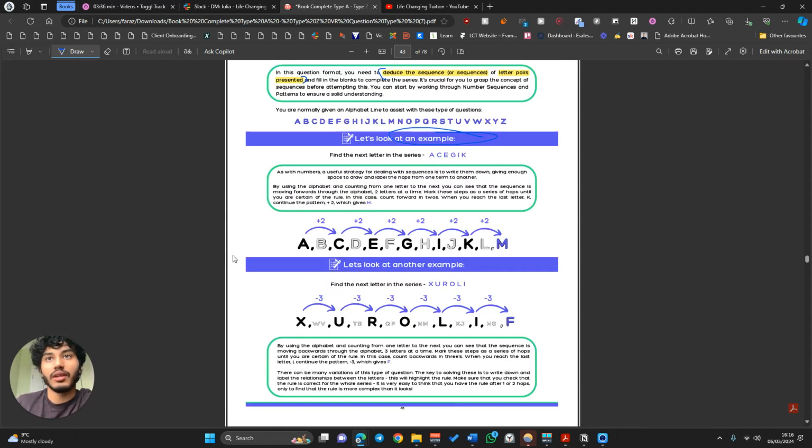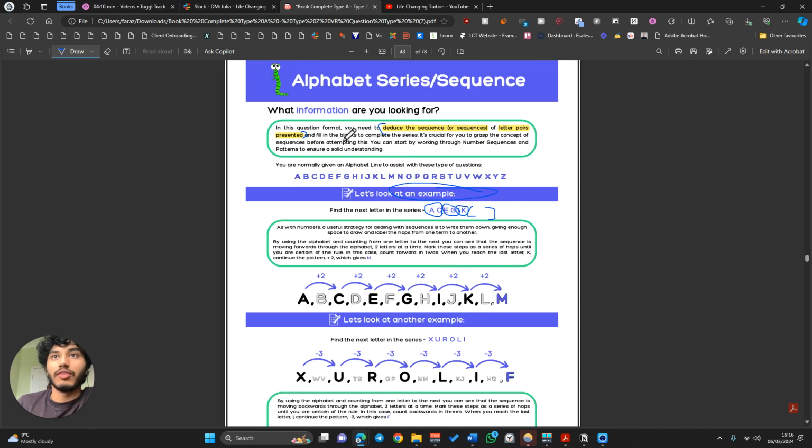What I see here is: find the next letter in the series A, C, E, G, I, K. If it's talking about pairs, I think it's talking about like this, right? So these are going to be the pairs, I K, and then we have to figure out what's going to be here, what's going to be in this pair. So it's either going to ask us to figure out both of these letters or just one of them, but that's what the first section of this instruction seems to be telling us to do. So let's fill in the blanks to complete the series.